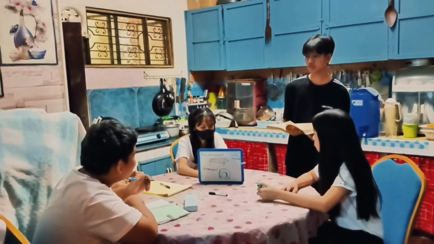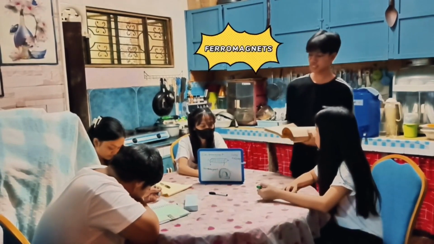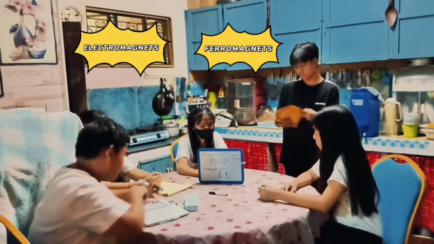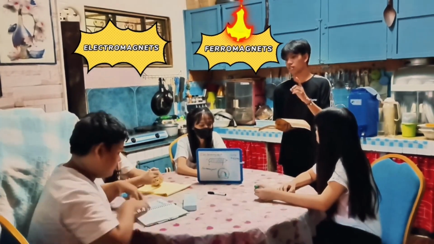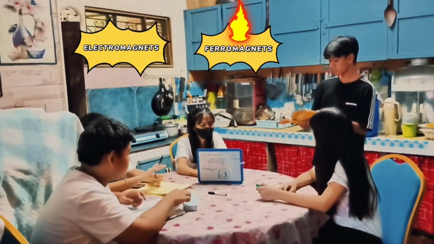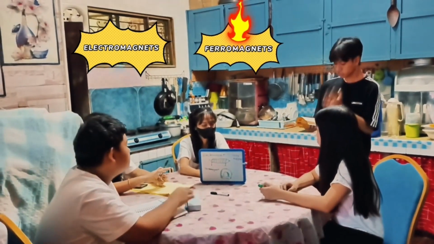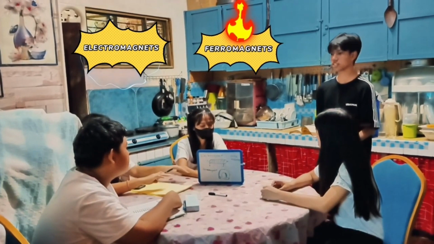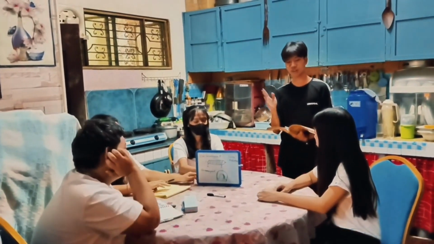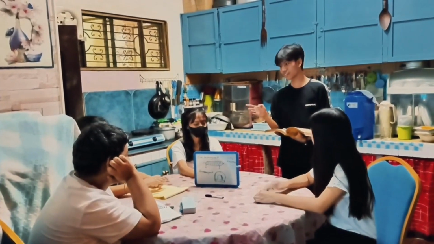Okay class, we're going to talk about ferromagnets and electromagnets. A ferromagnet will lose its magnetism if heated above its Curie temperature, while electromagnets are a type of magnet in which the magnetic field is produced by the flow of current. Is there anybody here who would like to share about ferromagnets and electromagnets?